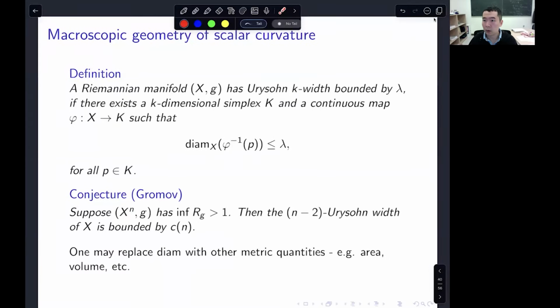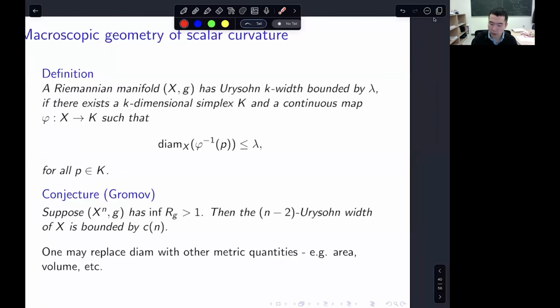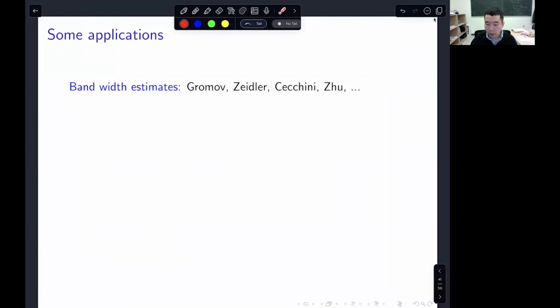So one can also study similar properties by replacing the diameter in the definition by other geometric quantities. For instance, you can try to estimate the area of each pre-image or the volume of each pre-image, etc. So they all make sense. So macroscopic geometry is a sort of geometry that measures metric properties in a very coarse sense. So it's a very nice property to study. And the applications of the mu-bubbles are very interesting in studying this kind of macroscopic geometry.